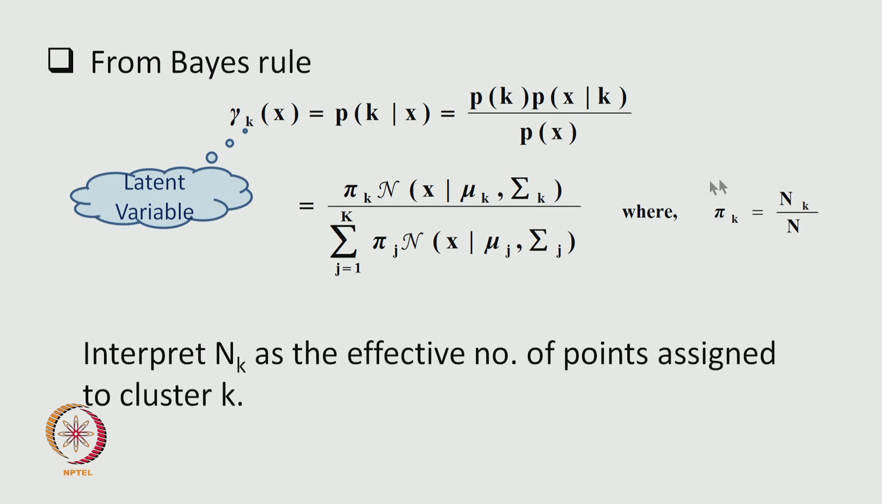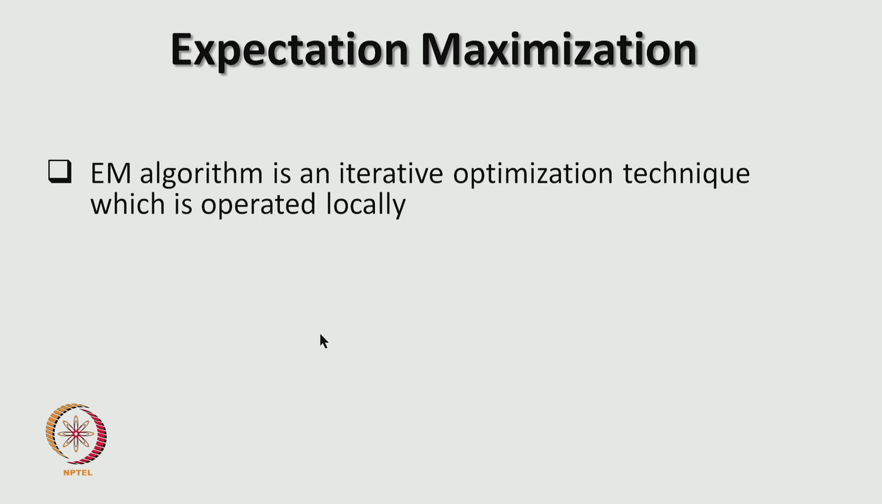Okay, so, interpret the number of samples for a particular class as the number of points assigned to a particular class, which is not assigned beforehand. We do not know how many samples belong to a particular cluster k. So, that has to be obtained and found out, which in turn will actually give you the mixing coefficient pi k. So, what does the EM algorithm do?